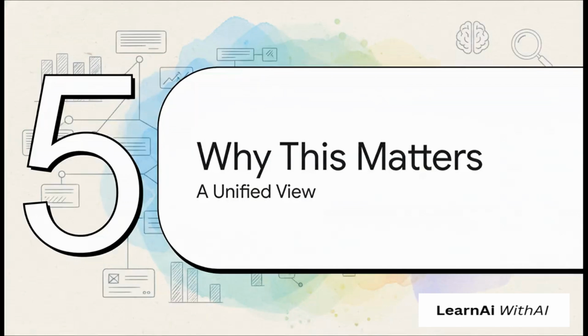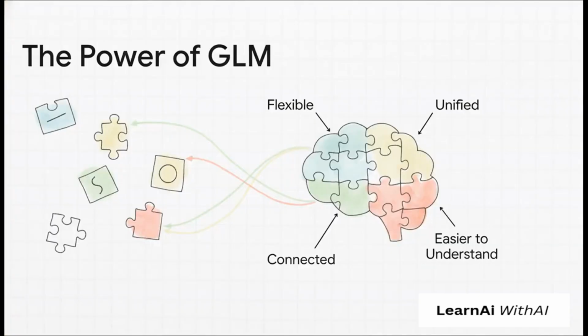Okay, so why does this all matter? Why is this such an important concept to get your head around? Because it's more than just a cool academic idea. It actually changes how you look at the whole field of machine learning. The real power here is that GLMs give us a unified theory. So instead of trying to memorize a dozen different disconnected models, you just learn one flexible system. And this doesn't just make things easier to understand, it reveals these deep, fundamental connections between algorithms that, on the surface, looked completely different from each other.